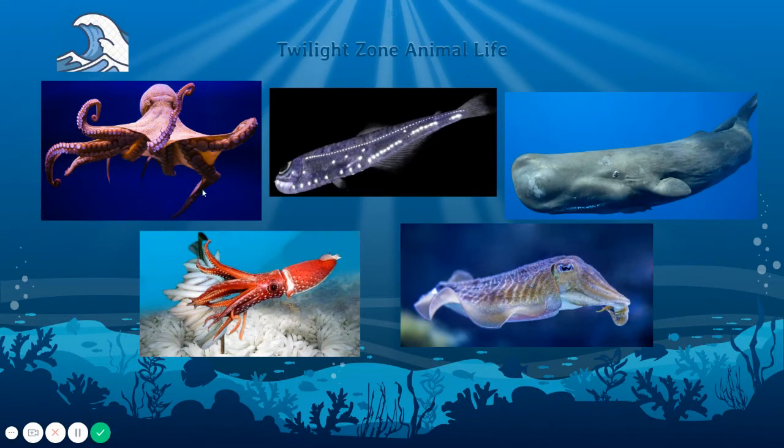Onward, we have some Twilight Zone animal life. We have an octopus, squid, lanternfish, which is a fish that uses bioluminescence. We have a sperm whale, and we have a cuttlefish. And just a side note, the octopus and the squid will go up to the sunlight zone to get food, as will the sperm whale.